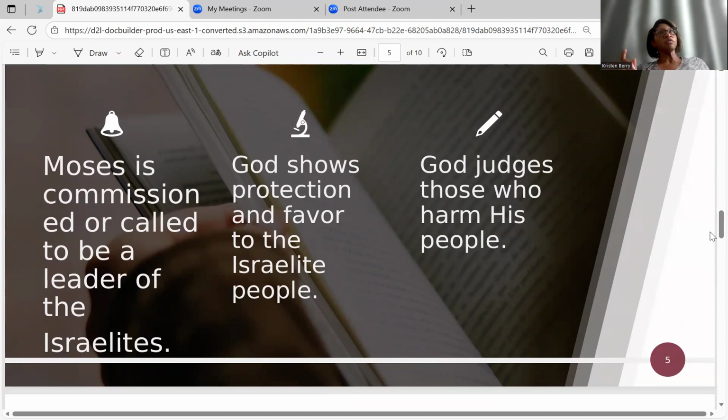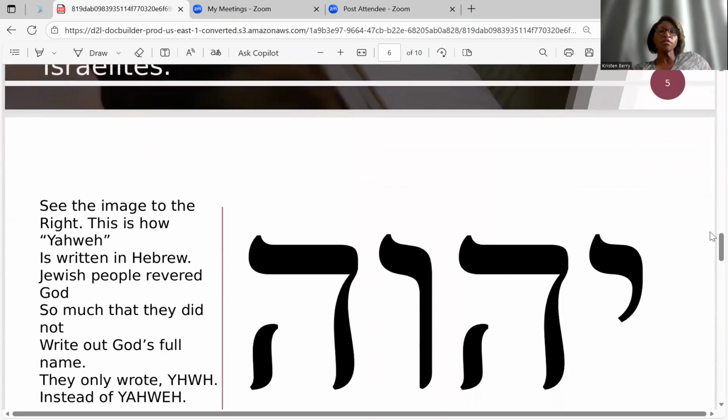But what the book of Exodus shows us, even though they're in a harsh condition, they're in a slavery condition, is that God judges the people who harm them.